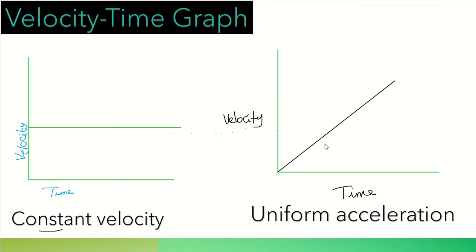Uniform acceleration, not uniform velocity, it's uniform acceleration. Velocity changes at a regular interval of time, right? So it is called uniform acceleration. So the velocity time graph for uniform acceleration will be a straight line.